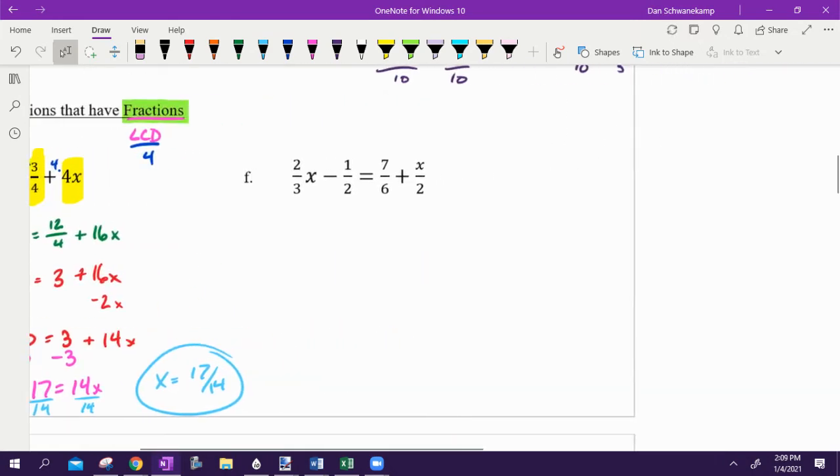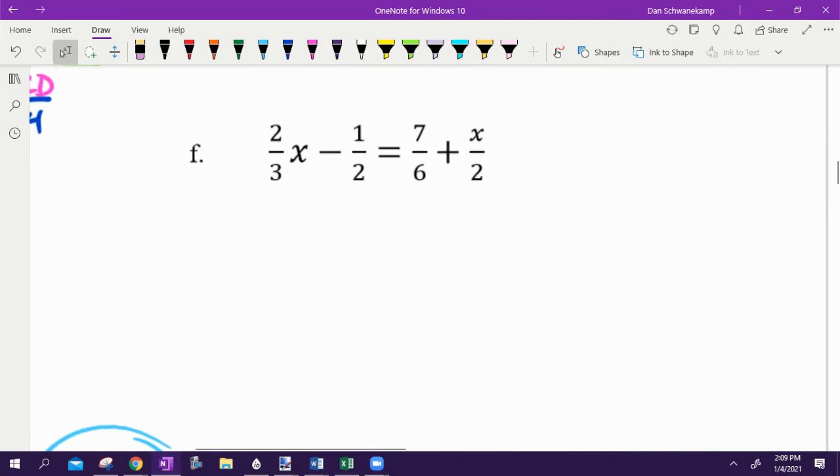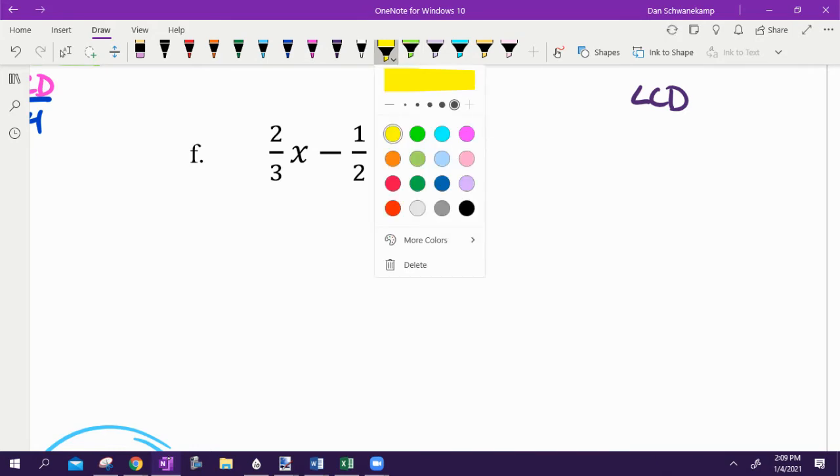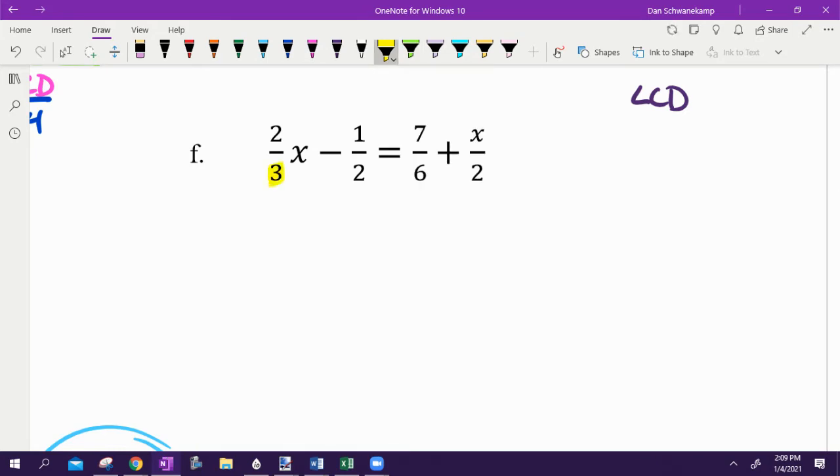Let's keep going. Letter F. Boom. We look at this problem. There's fractions. Ugh. There's an equal sign. Yay. Fractions and equal signs, I can get rid of them by identifying the LCD. Again, the LCD means what number do all of these denominators go into? So I just need to pick a number that every denominator, 3, 2, 6, 2.